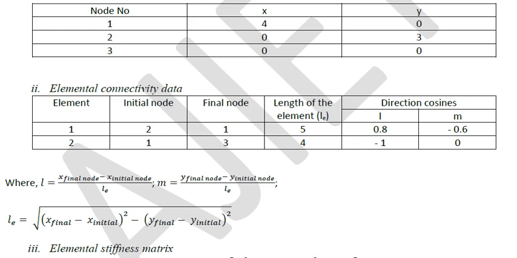Now the direction cosine here is 0 minus 4 divided by 4, that is minus 1. And 0 minus 0 divided by 4 is 0. So that is how we have to consider final node and initial node for each element and the respective coordinate values, and find out these expressions. Now the stiffness matrix for element 1 is found by using these two L and M. Stiffness matrix for element 2 is found by using these two L and M.